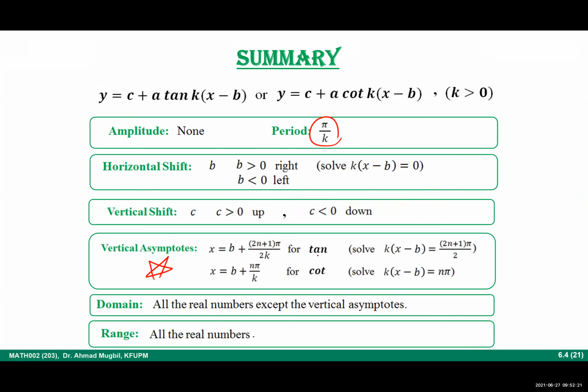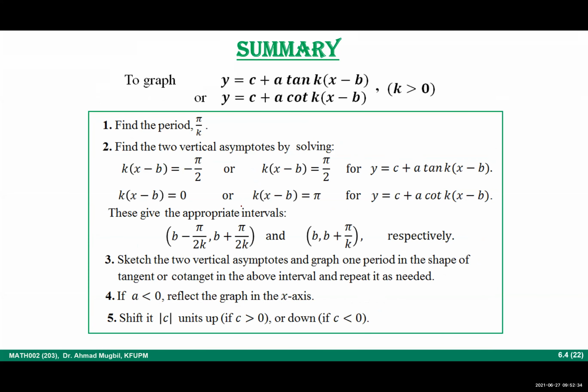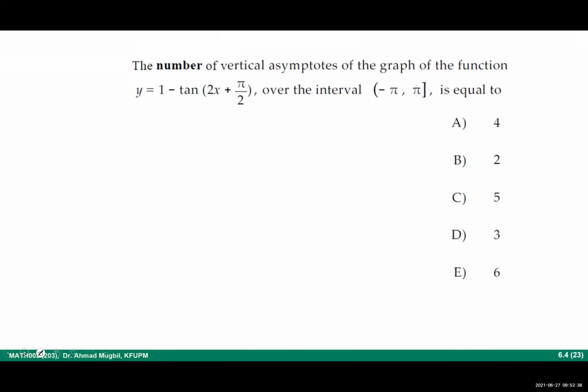And this is, of course, how to find the vertical asymptote for tangent. For tangent, the argument equals pi over 2 plus n pi. Here, for cotangent, it equals n pi. Now, I think this is a guideline for you on how to sketch the graph. I think you don't need it at all.